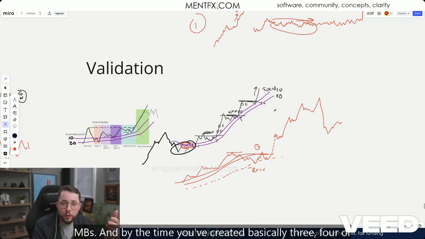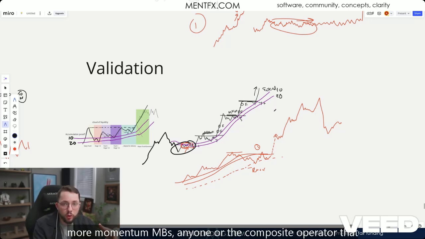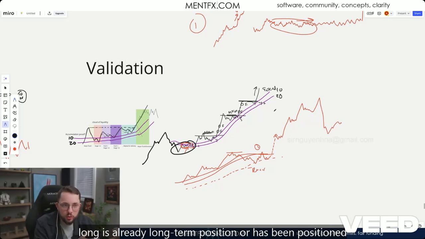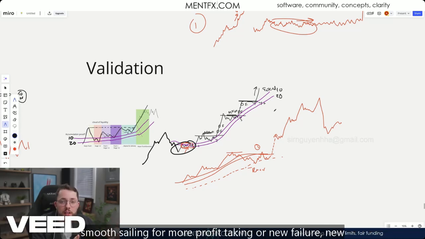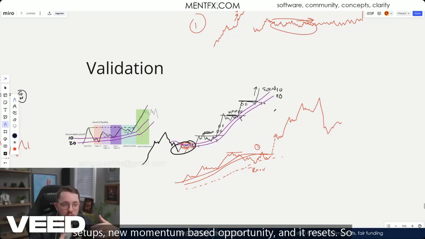And by the time you've created basically 3, 4, or more momentum MBs, anyone or the composite operator that wanted to be positioned for the long is already long-term positioned or has been positioned for a long time, which means by that point, it's either smooth sailing for more profit taking or new failure, new setups, new momentum-based opportunity, and it resets.